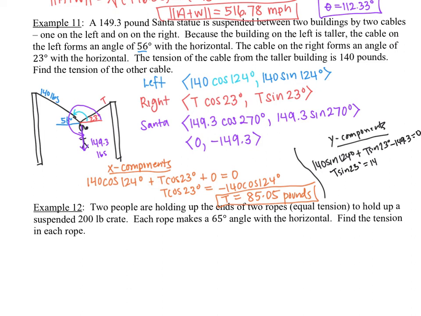I would never need to solve it both ways, but if you had the time and wanted to double check your answer, that would be fine. And if you already decimaled everything, that would work as well. My answer will not be exactly the same because these are approximations. So I'm doing 149.3 minus 140 sine 124, and dividing the entire thing by sine 23 degrees. I actually got 85.06 pounds, but that's pretty close, and that would be a reasonable answer.